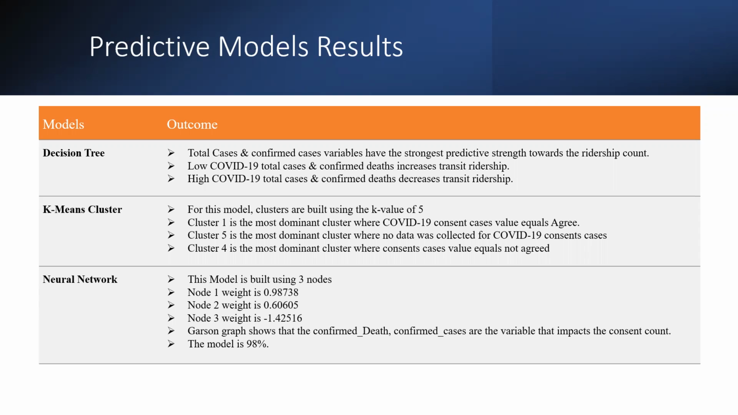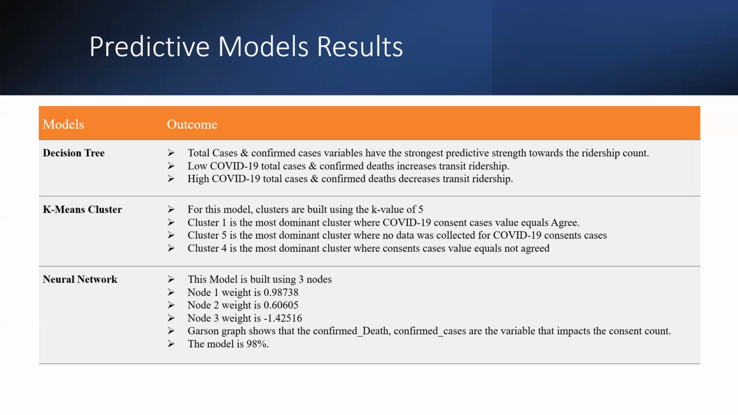And then for the k-means clusters, it shows that cluster one is the most dominant cluster where the patients agree that they have COVID-19. So that's the most dominant cluster. And then cluster 5 is the most dominant cluster where there is no data to support the fact that the patient has COVID-19. And then cluster 4 is the most dominant cluster where the patient does not agree that they have COVID-19.